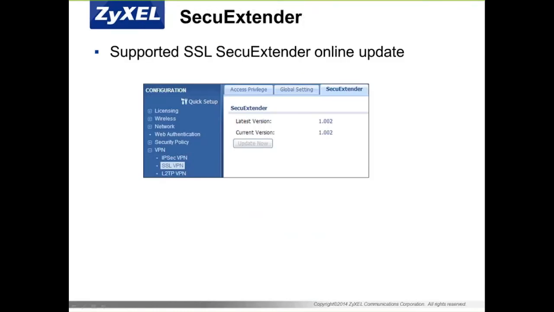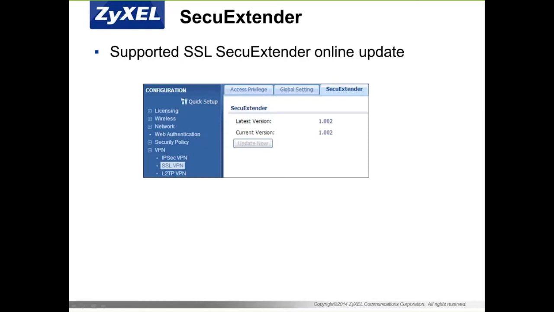For next-gen ZyWALL USG models, a Secure Extender tab has been added in the Configuration VPN SSL VPN menu. For previous ZyWALL USG models, users must upgrade their firmware versions of the USG to obtain a new version of Secure Extender if there are any updates. Now the USG checks the Secure Extender version from the cloud every 24 hours.